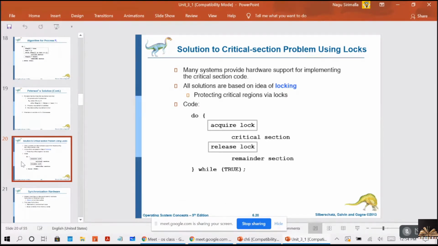The critical section problem could be solved simply in a single processor environment if we could prevent interrupts from occurring while a shared variable was being modified. This is a non-preemptive kernel approach. We could be sure that the current sequence of instructions would be allowed to execute in order without preemption. No other instruction would run, so no unexpected modification could be made to the shared variable. But this solution is not feasible in a multiprocessor environment.